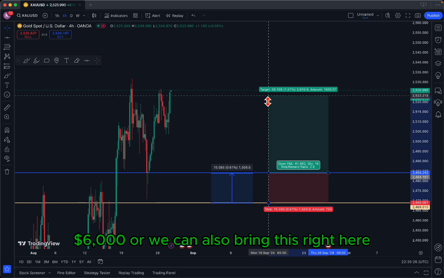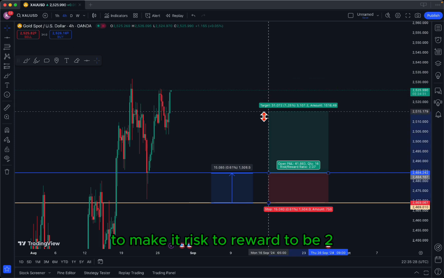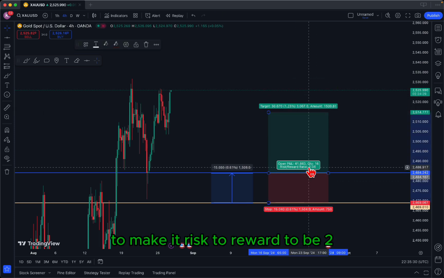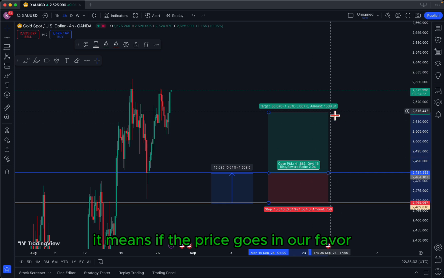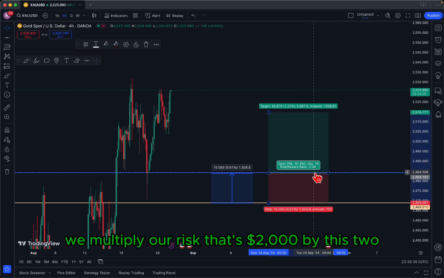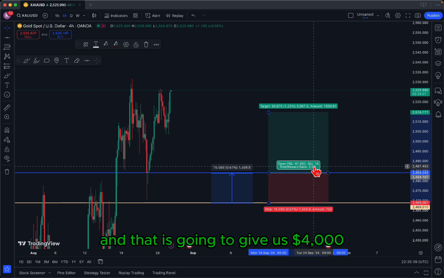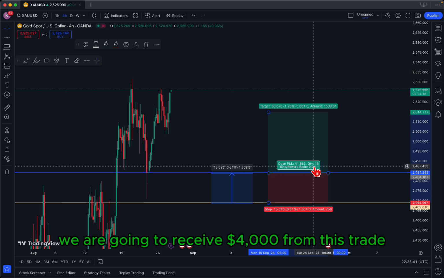Or we can also bring this right here to make the risk to reward 2. It means if the price goes in our favor, we multiply our risk, that's $2,000, by this 2, and that's going to give us $4,000. So if it goes in our favor, we are going to receive $4,000 from this trade.